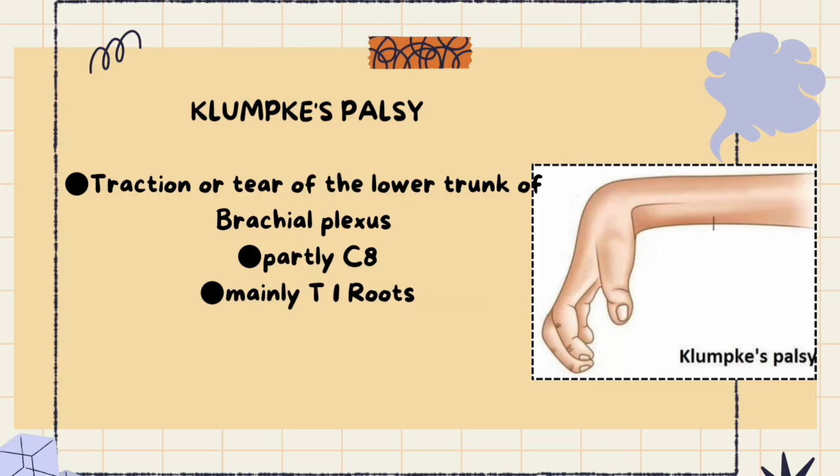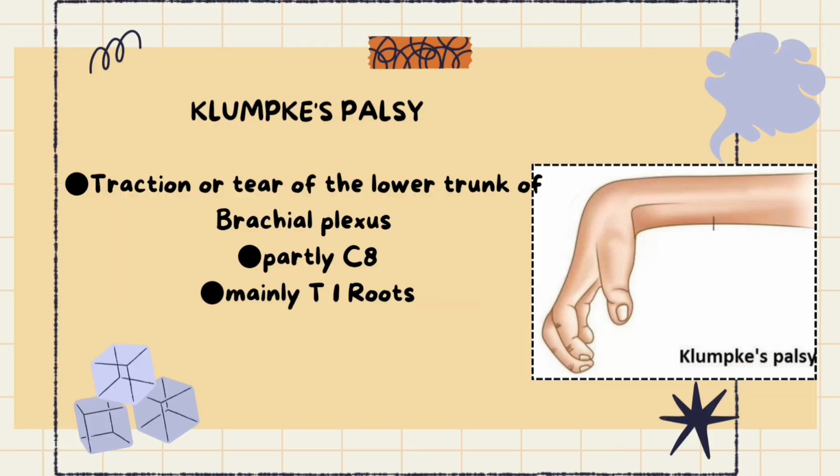Klumpke's palsy. Traction or tear of the lower trunk of brachial plexus. Partly C8 and mainly T1 roots are involved. The brachial plexus is a complex network of nerves that originates in the neck and shoulder region, formed by the ventral rami of the lower four cervical nerves C5 to C8 and the first thoracic nerve T1, which supplies motor and sensory innervation to the entire upper limb.